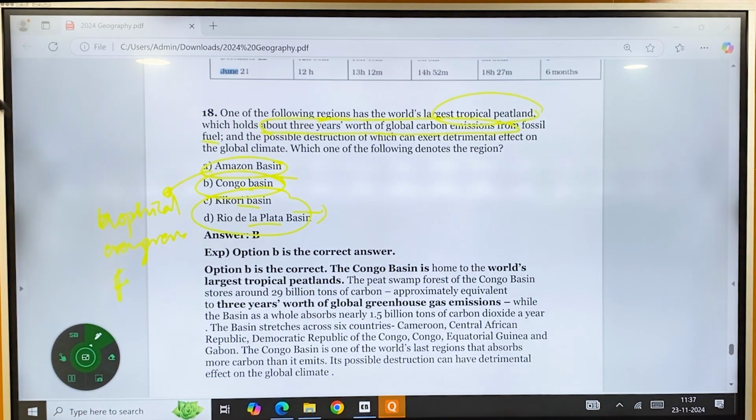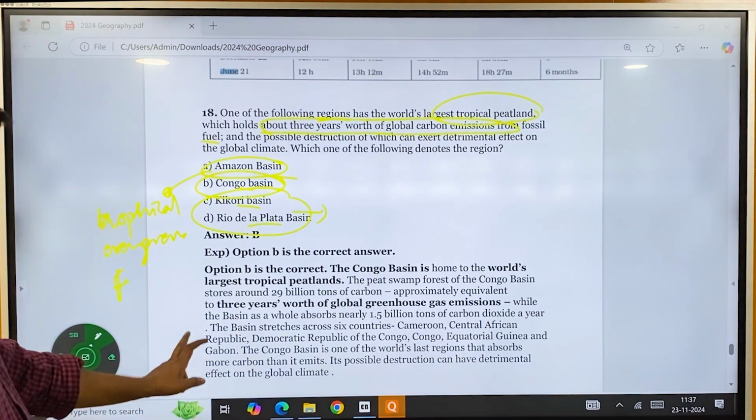The peat swamp forest of the Congo basin stores around 29 billion tons of carbon, approximately equivalent to 3 years worth of global greenhouse gas emissions, while the basin as a whole absorbs nearly 1.5 billion tons of carbon dioxide a year. The basin stretches across 6 countries: Cameroon, the Central African Republic, Democratic Republic of Congo, Congo, Equatorial Guinea, and Gabon. The Congo basin is one of the world's largest regions that absorbs more carbon than it emits. Its destruction can have a detrimental effect on the global climate.